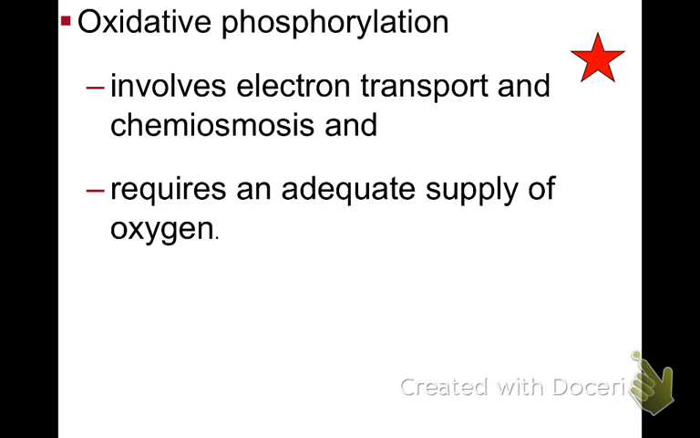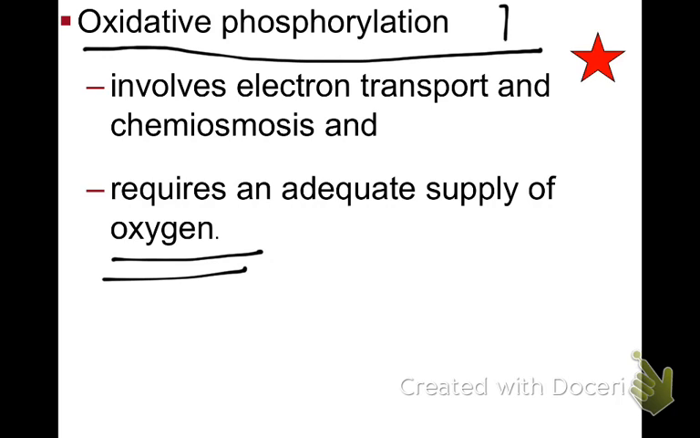So oxidative phosphorylation involves the electron transport and chemiosmosis. It requires an adequate supply of oxygen. So if you actually notice, in the entire process of glycolysis, and in the entire process of Krebs cycle, we never came across oxygen. Oxygen plays its role in the last part of the breakdown of glucose in cellular respiration, in the oxidative phosphorylation, especially at the end of electron transport chain.